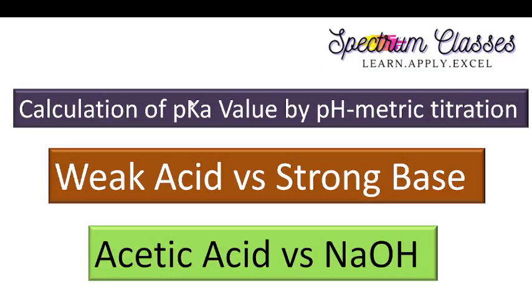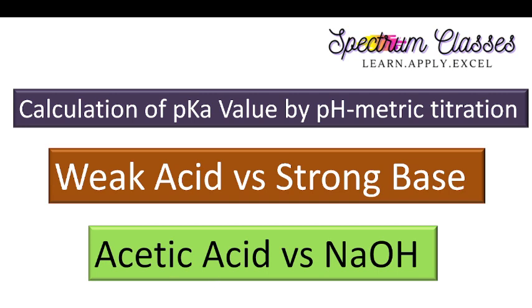In this video, I am going to discuss how to calculate the pKa value for a weak acid. The weak acid which I have taken here is acetic acid, and this pKa value is determined by pH metric titration. This pH metric titration I have performed between acetic acid versus NaOH. So we are going to determine the pKa value of acetic acid in this experiment, and I will discuss the detailed concept of how this pKa is related to the pH value, and I will also discuss the Henderson equation.